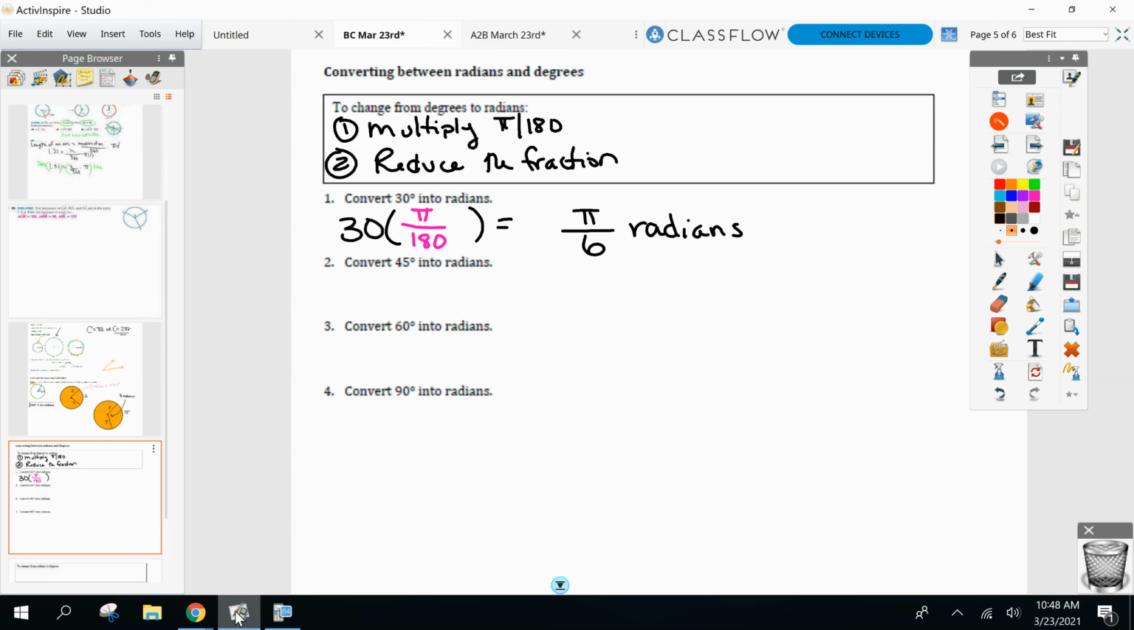Convert 45 degrees into radians for me. So same thing, 45 times my conversion, pi over 180. Leave your radians in terms of pi. Reduce your fraction, please. 45 over 180. So we're getting what? Pi over 4 radians?